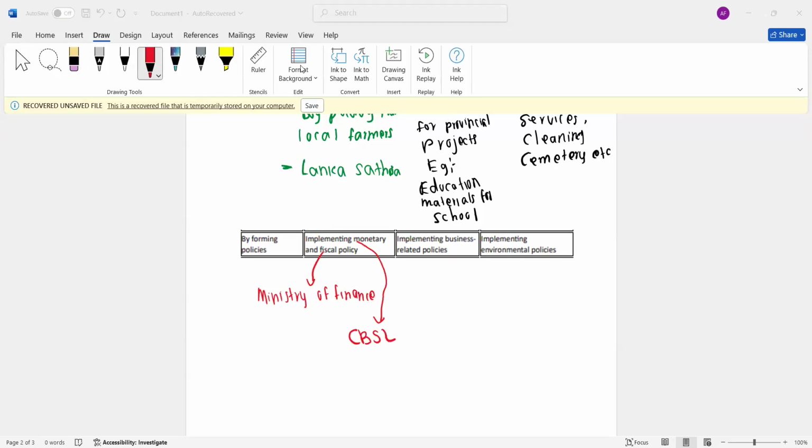Okay. Central Bank of Sri Lanka. Clear? Simply know that. Later, when we are studying monetary policy, fiscal policy, you will understand better. Remember, fiscal policy is the responsibility of the Ministry of Finance. Monetary policy, it is the Central Bank of Sri Lanka.